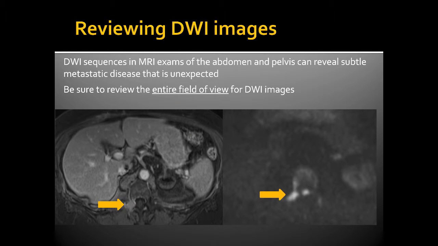Diffusion-weighted sequences in MRI exams of the abdomen and pelvis can reveal subtle metastatic disease that is unexpected. Make sure you review the entire field of view for diffusion-weighted images. Don't just try to characterize a focal lesion that you've already seen on other sequences. You see trends and misses of liver lesions, incidental colon cancers, spine lesions, and peritoneal disease that are missed but obvious on the diffusion-weighted images in retrospect.